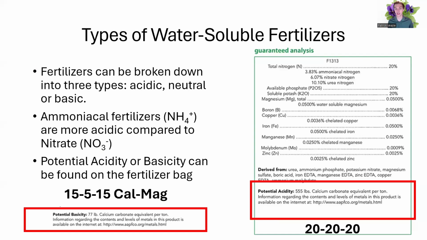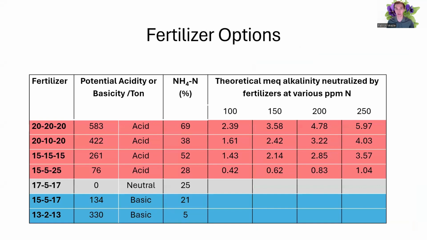So taking into account that in terms of the milliequivalents that you can neutralize for your alkalinity or add in buffering capacity, there's a wide variety of fertilizer types out there on the market. Understanding that potential acidity or basicity, and then your theoretical milliequivalents of alkalinity that you can neutralize with it. Shown here at that triple 20, at 100 parts per million, you can neutralize 2.4 milliequivalents of alkalinity, and then increasing that up to 250 parts per million nitrogen can do almost 6 milliequivalents of alkalinity neutralized.